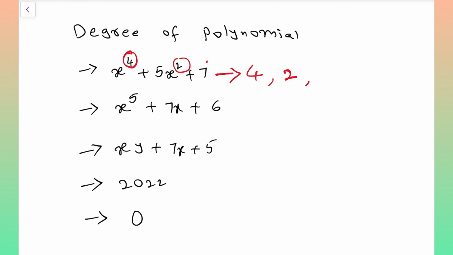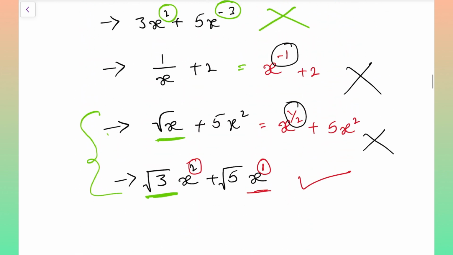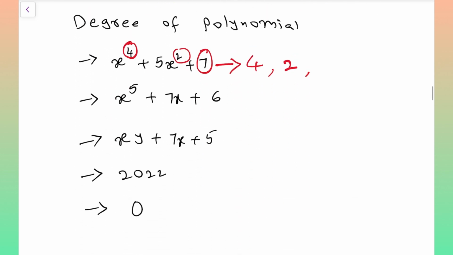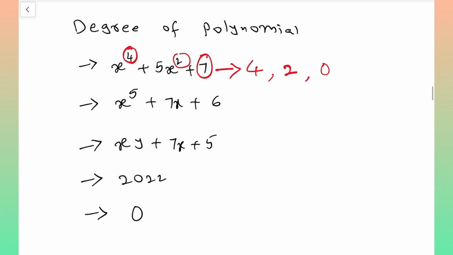This is constant, right? For constant, what is the power? Just lastly we discussed here. 2022. Constant. What is the power here? 0. For any constant, the power is 0. So 4, 2, 0. Now, we wrote the individual powers of the variables. Then from these numbers, which is the biggest number? Obviously 4 is the biggest, then 4 is the degree of the total polynomial.